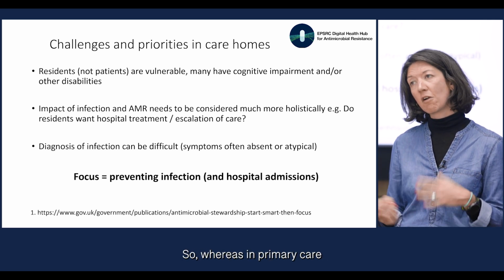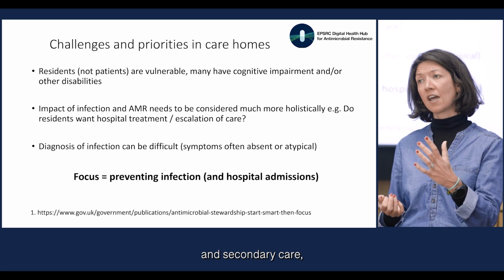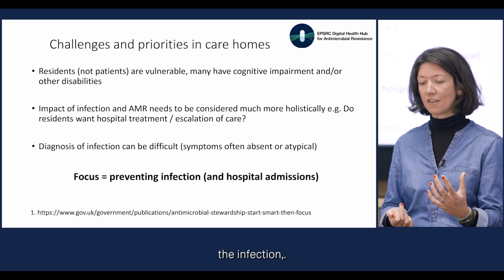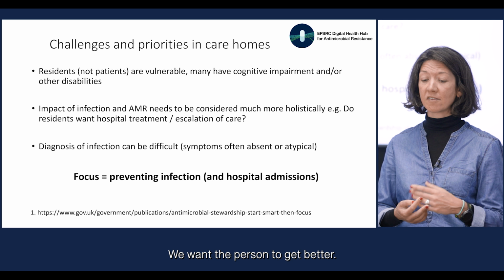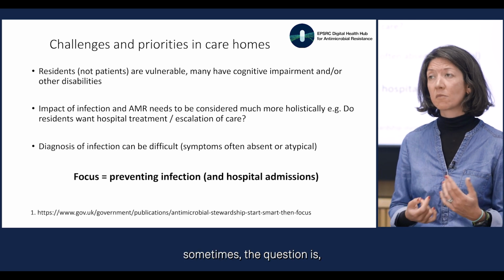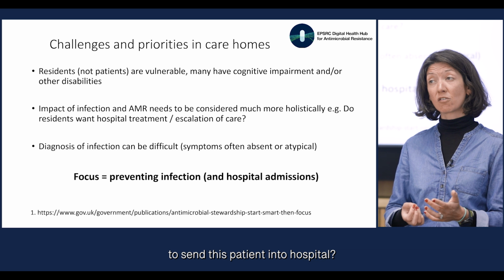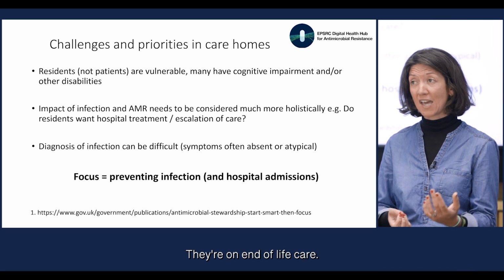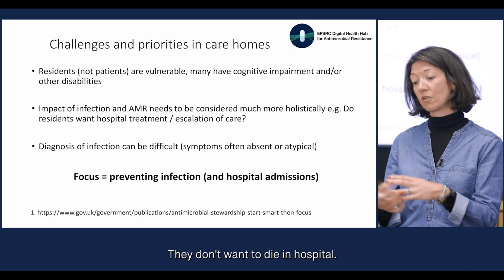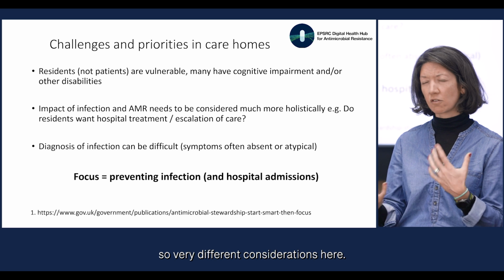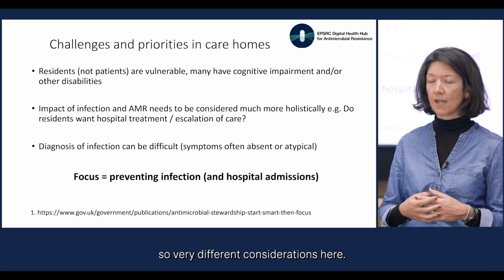So when you're thinking about infections and antimicrobial resistance, you have to have quite a different perspective on it. Whereas in primary care and secondary care, the priority is always, let's treat the infection, we want the person to get better. In care homes, sometimes the question is, does it actually make sense to send this patient into hospital? They're on end-of-life care, they don't want to die in hospital, maybe we don't treat the infection. So very different considerations here.